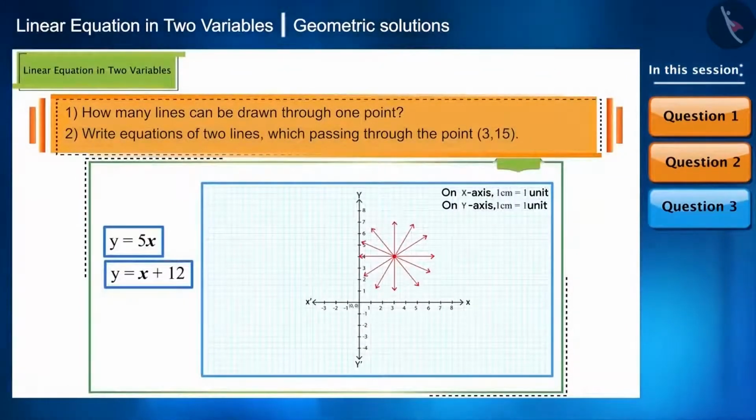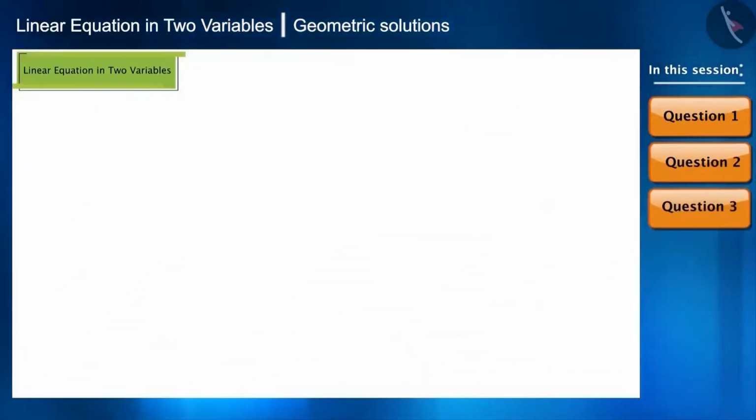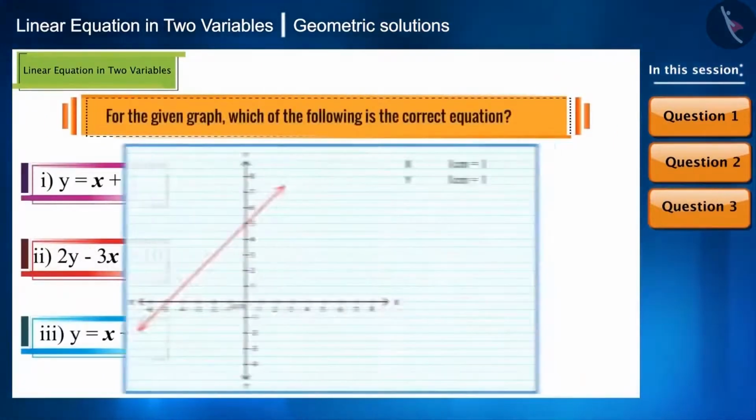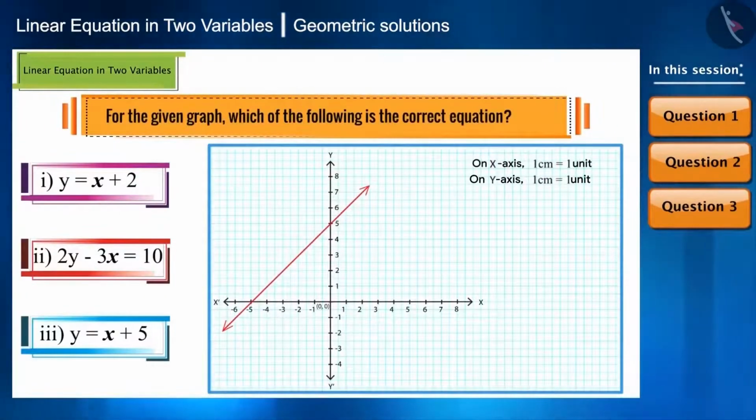Friends, let's move ahead and look at the next question of this session. For the given graph, which of the following is the correct equation? This is the easiest question. In this question, you should focus on the graph to know the points where the line intersects x and y axis. Now, place the same values of x, y in all the given equations.